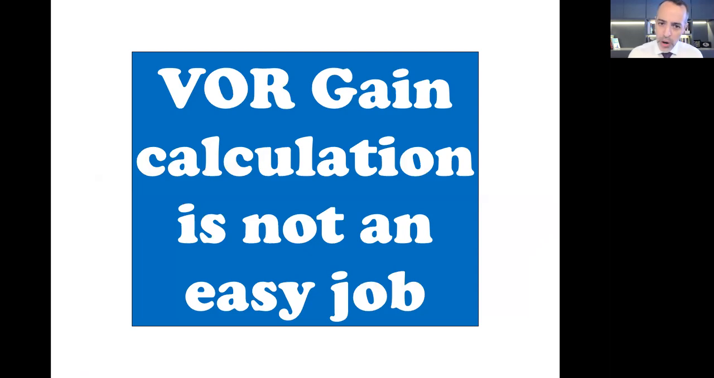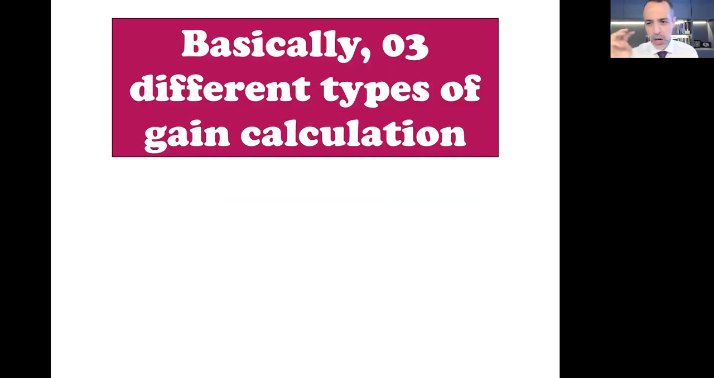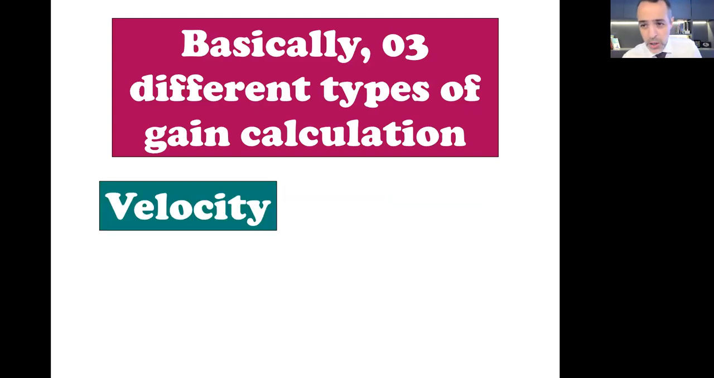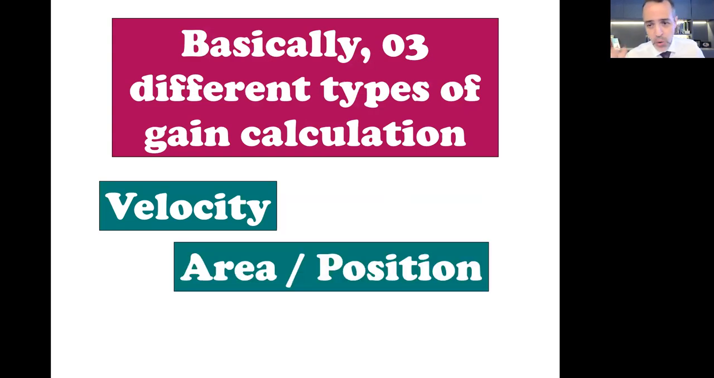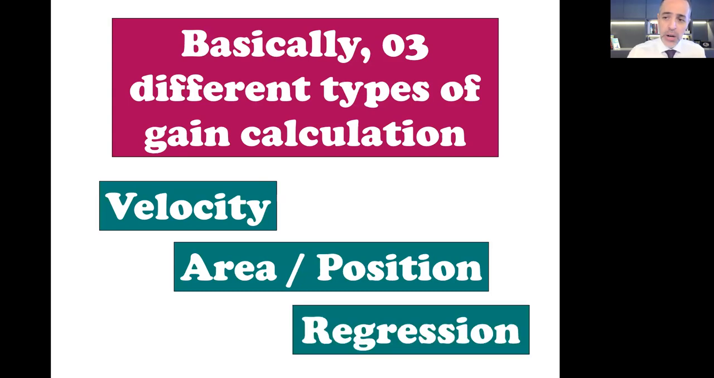What about the VOR gain calculation? You know, calculation of the VOR gain is not an easy job at all. And different systems use different technologies to calculate the VOR gain. For example, there are basically 3 different types of gain calculation. First one is based on velocity, eye velocity and head velocity. Second one is based on area or positioning. And the third one is what we call regression methods.